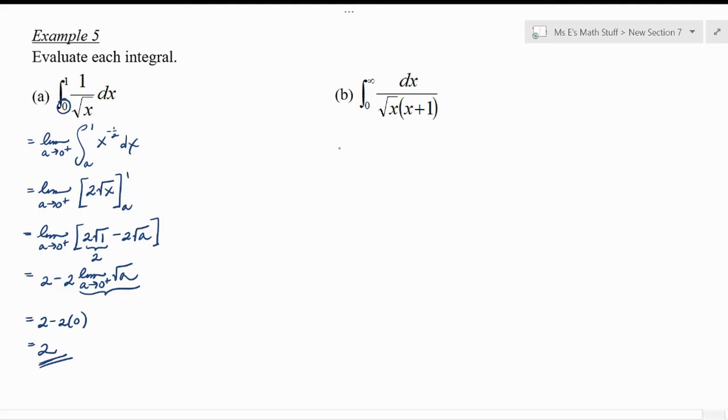Oh, part B is a tricky one. Okay, so first of all, it's doubly improper. It's improper because of the 0, and it's improper because of the infinity as well. Okay. Let's see. There are different ways to show your work for these. How do I want to demonstrate that?